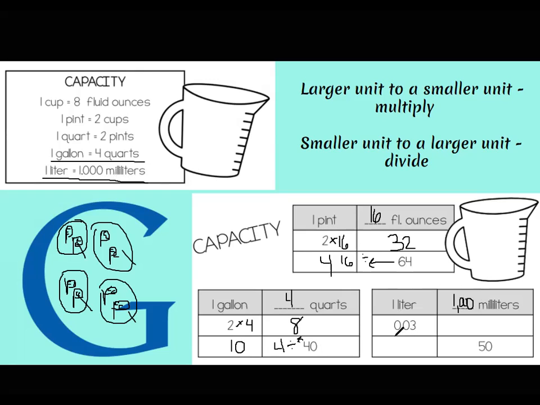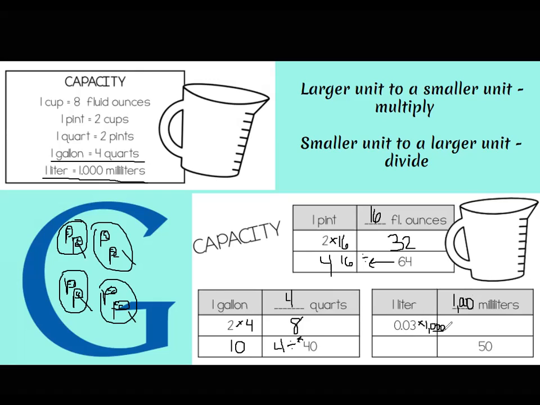So we're going from liters that are larger to milliliters that are smaller. So yes, we're going to multiply. Because 1 liter is equal to 1,000 milliliters, we're going to multiply by 1,000. And we can use what we've learned with multiplying and dividing by powers of 10.